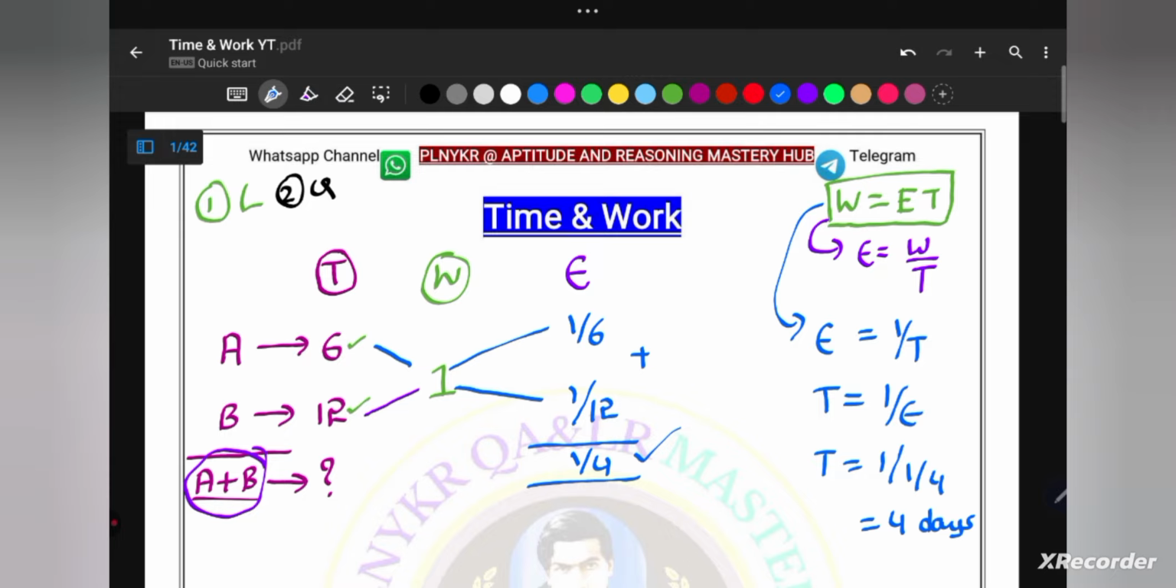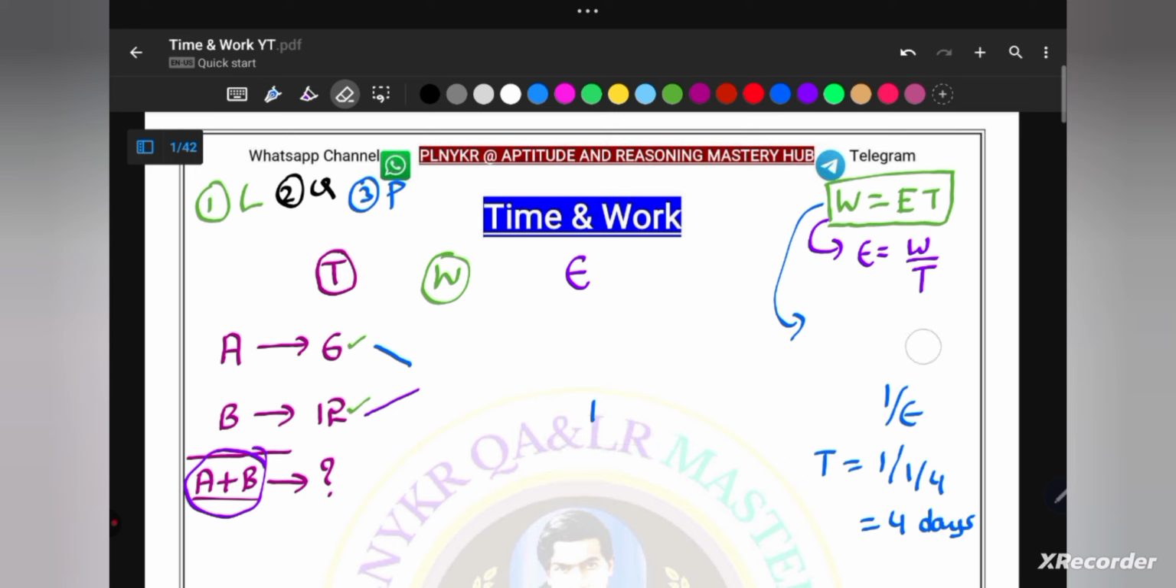The third method, the percentages, where the work will be taken as 100 percent. Now clearly A will be taking 6 days to complete the 100 percent of the work. Then per 1 day it will be able to complete 100% by 6, which means 16.66 percent.